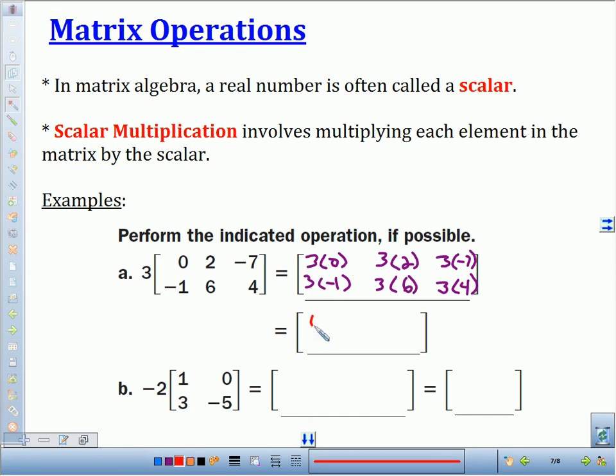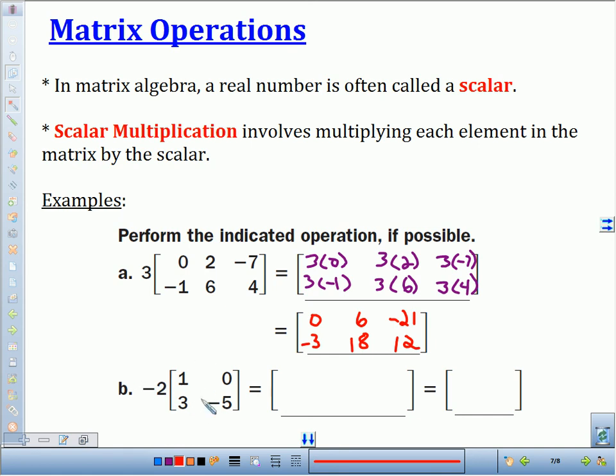3 times 0 is 0. 3 times 2 is 6. 3 times negative 7 is negative 21. 3 times negative 1 is negative 3. 3 times 6 is 18. And 3 times 4 is 12. This is the result. This matrix is the result of my scalar multiplication.